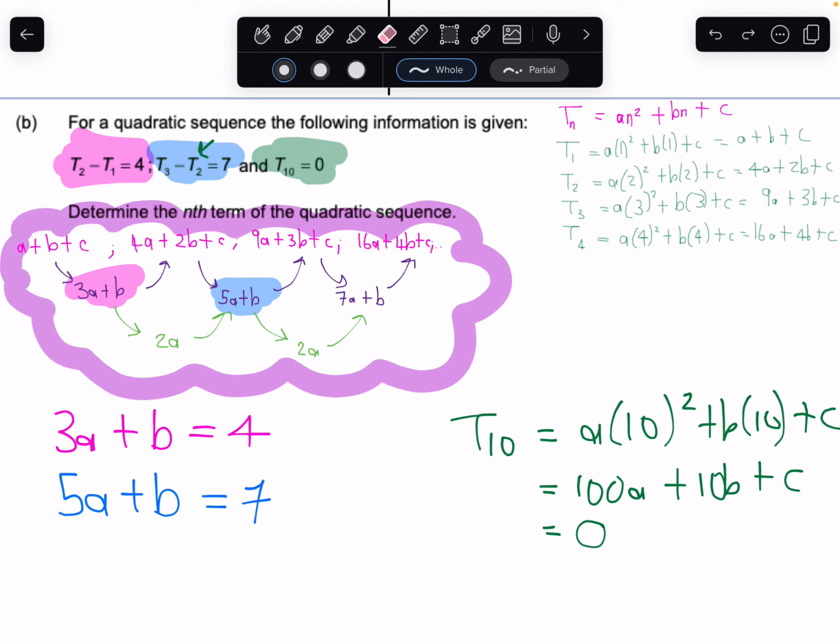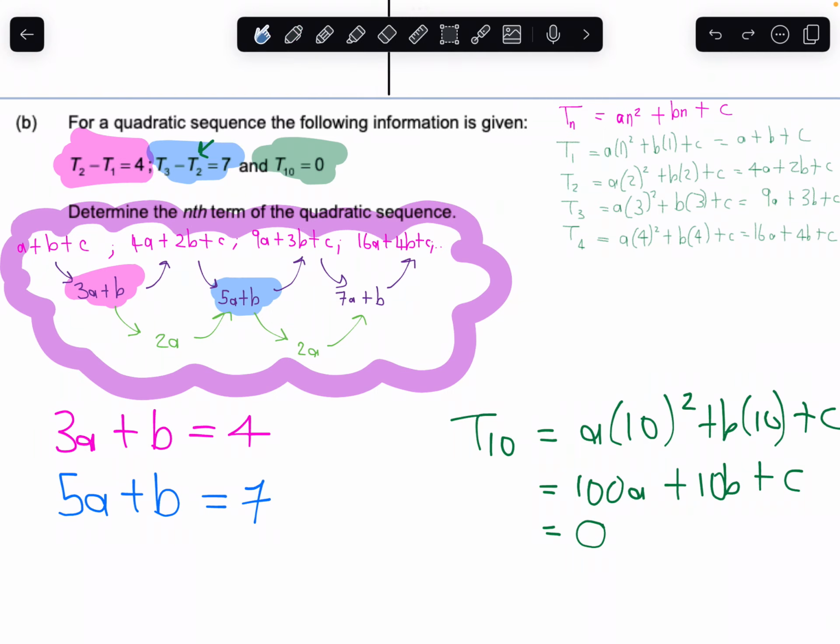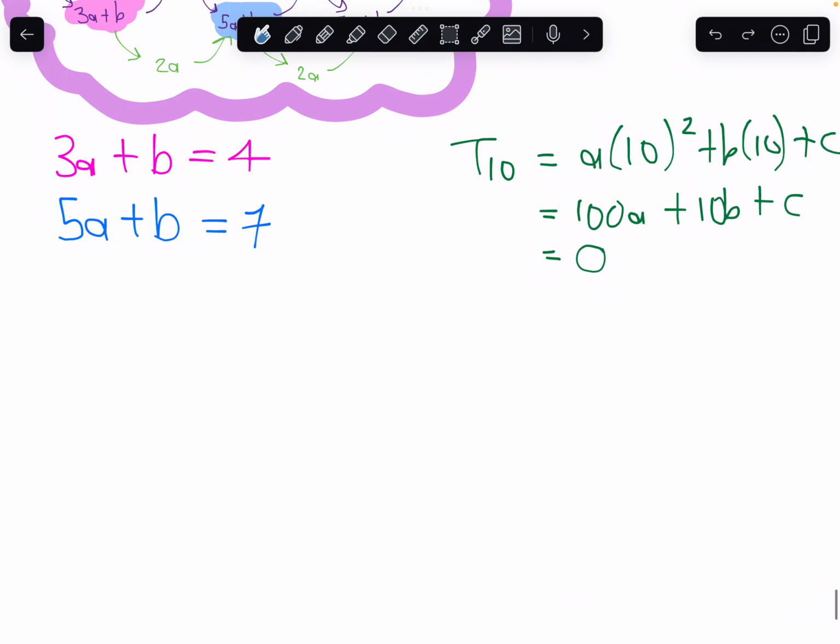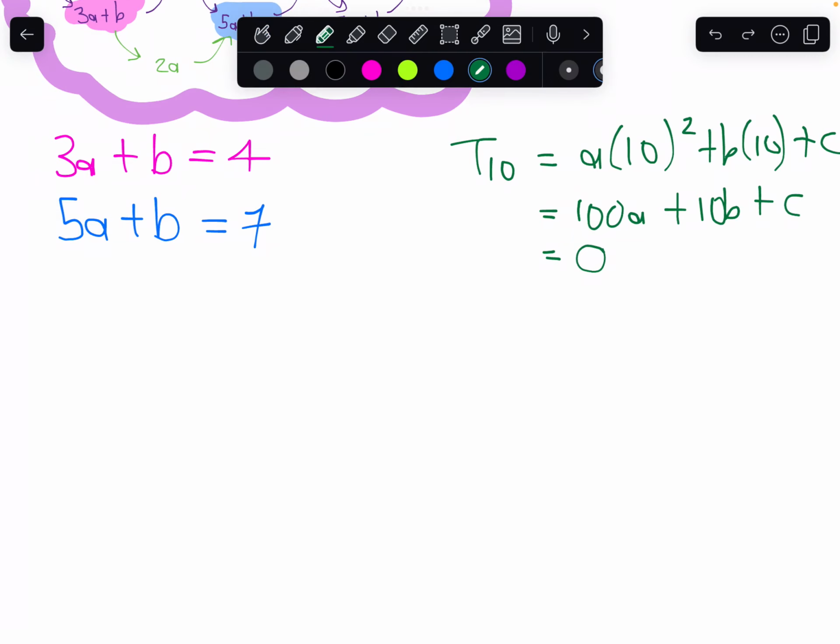Right, so we now have 3 equations in terms of A, B, and C. The easiest ones to solve is this subset, right? Because it just has A and B, whereas this last equation has a C going on. So we're just going to park that for 2 seconds and solve these simultaneously.